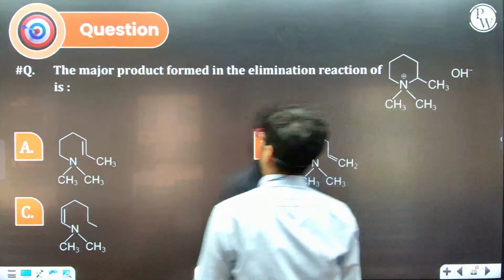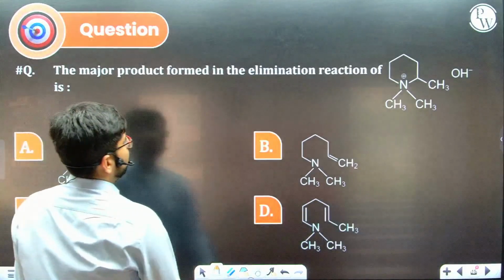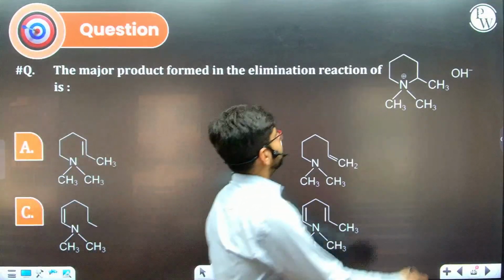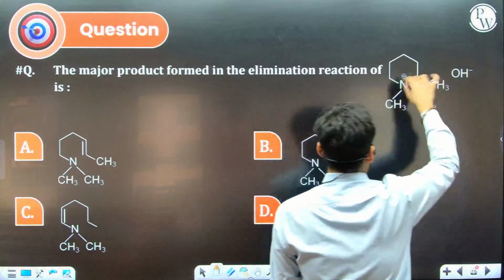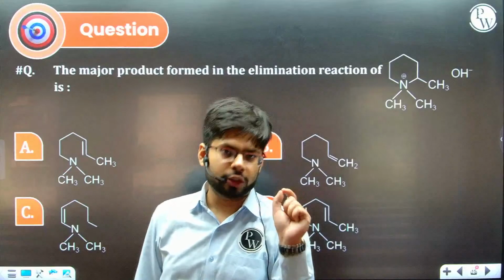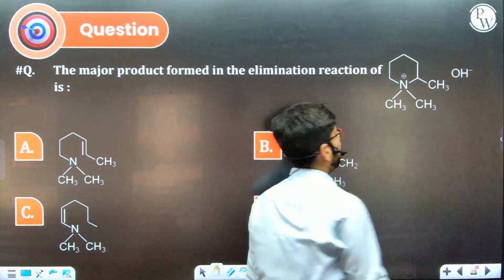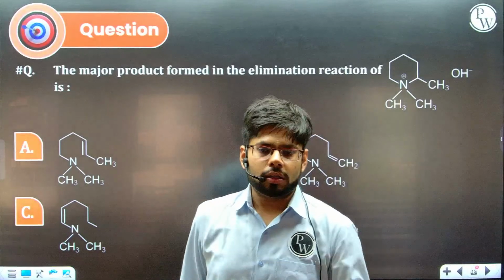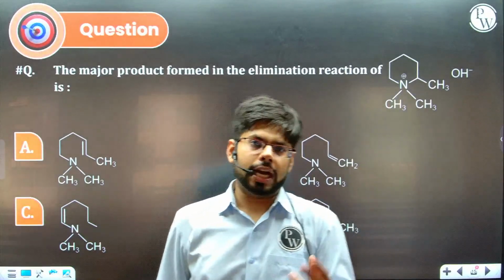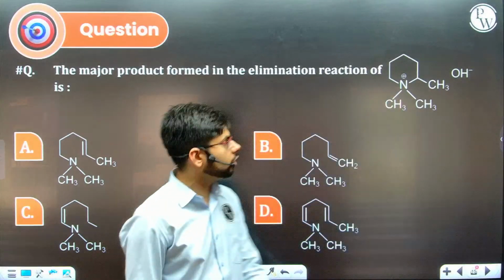The major product formed in the elimination reaction of this is, okay. So this is a 4-degree ammonium part, right? Nitrogen is attached to 4 carbon atoms. So it's a 4-degree nitrogen atom. It's a quaternary nitrogen atom. And whenever we have 4 bonds formed by a single nitrogen atom, then a positive charge appears on that nitrogen. So +1 is the formal charge on nitrogen.